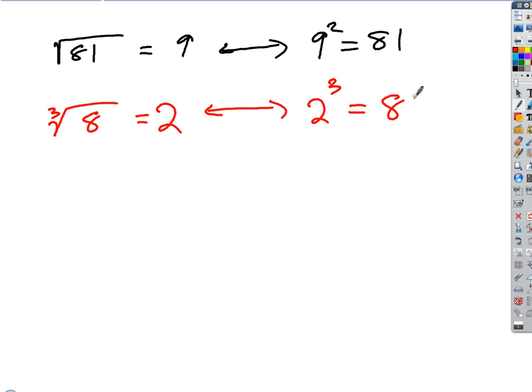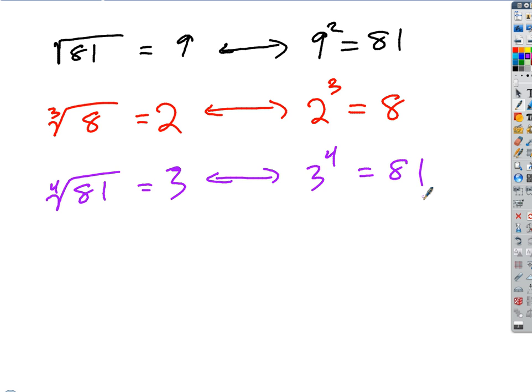What about, we'll do one more of these. The fourth root of 81 is 3, because 3 times 3 times 3 times 3, in other words, 3 to the 4th is 81. You can see a pattern here.